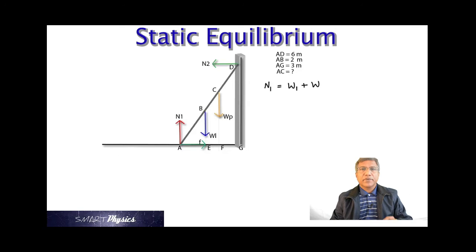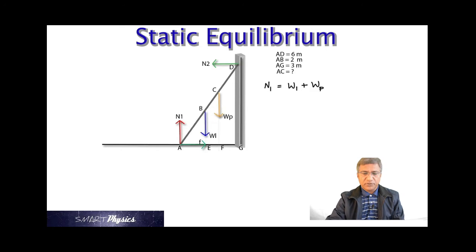So now, there are two conditions for static equilibrium. The first condition is that the net force must be equal to 0. The second condition is that the net torque must be 0. So now we're looking at the first condition, that the net force must be 0.